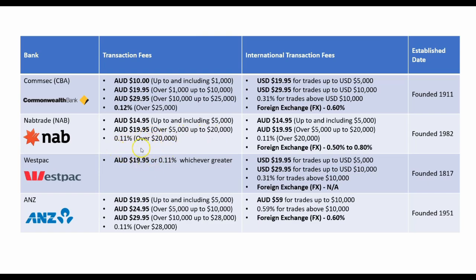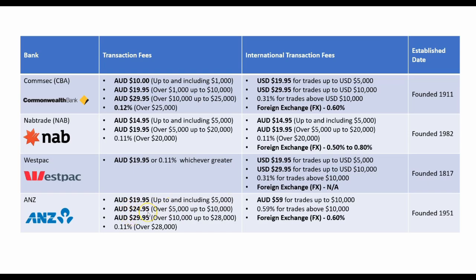Anything over $20,000, they charge 0.11% in transaction fees. And then you've got Westpac here. Westpac, very interestingly, actually charges a flat rate of about $20 AUD or 0.11%, whichever is greater. And then finally, you've got ANZ as well, which starts off with $20 for up to $5,000 of transaction.